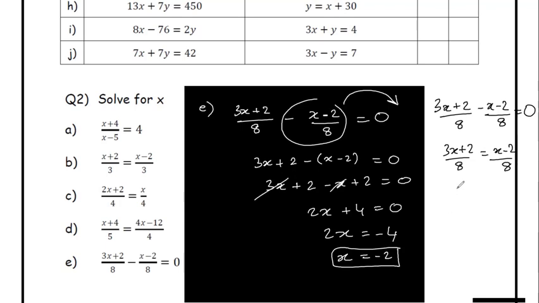So multiply 8 on both sides. So you end up getting 3x plus 2 is equal to x minus 2. So 2x is equal to negative 4 and x is equal to negative 2.